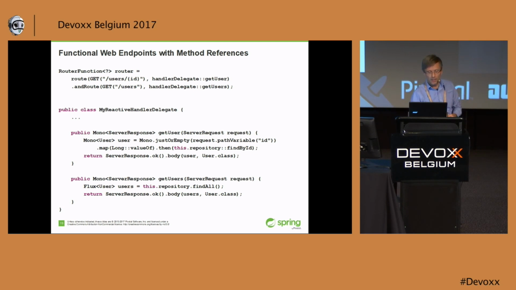If you look at this little piece, it basically models the same endpoints as the annotation-based slide before. It says, once a /user/some ID request comes in, dispatch this request to handler delegate getUser, a Java 8 method reference, which is this method down below. And for another route, if just /users comes in, let's dispatch to the getUsers method. Both of them need to implement handler function. Handler function is a server request going in and a Mono of server response going out.